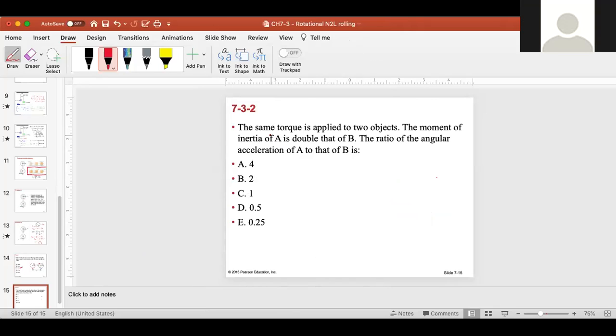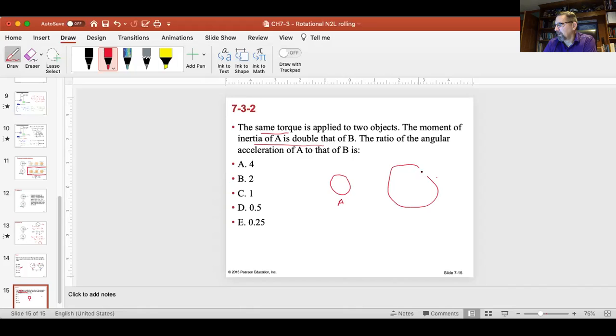Comparing torques, two that are the same, but the moment of inertia of two objects are different. So let's draw two objects that might have different moment of inertia. There's A, there's B. This is supposed to be round objects, by the way.